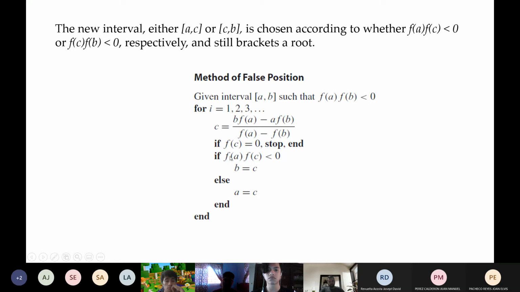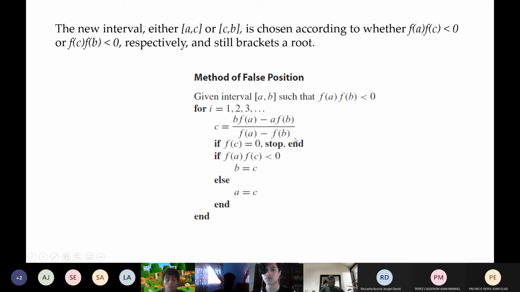So if FA times FC is less than zero, of course, B is going to become equal to C, because it means now my bracket is going to be between FA and FC. Otherwise, if this is not met, this condition means FA times FC is greater than zero, or that FB times FC is less than zero. So in that case, A is going to become equal to C.